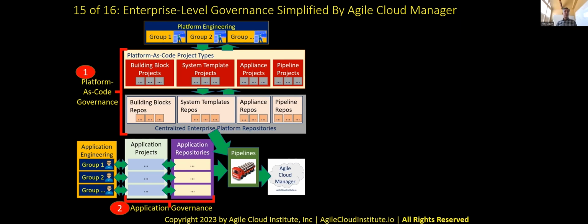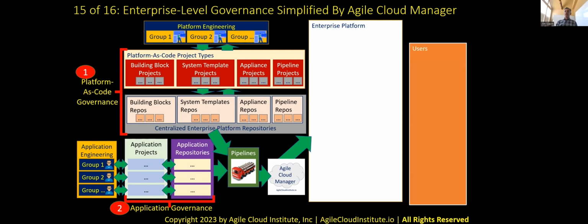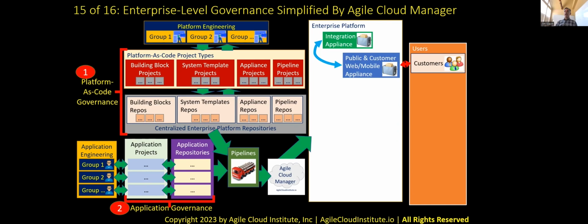Or if you are a technical person, it's called an agent. An agent is a compute instance that implements a pipeline, and the Agile Cloud Manager runs in the agent and enables orchestration in a much, much more effective and simple way. So the Agile Cloud Manager enables the pipelines to much more efficiently implement changes out in your enterprise platform to serve users. For example, you might implement changes in your integration appliance, which may interact with your public and customer websites and mobile apps that are together bundled into an appliance, which reach out to individual customers.